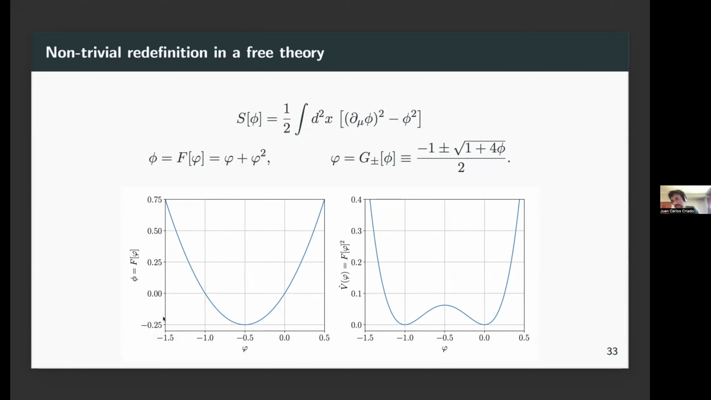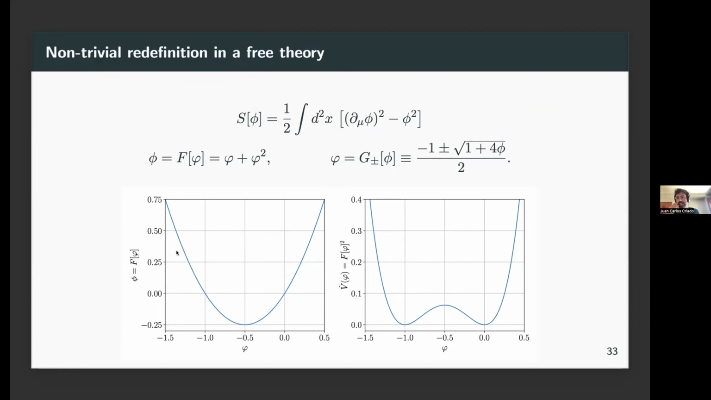And then you can see essentially for values of the original field, that's the y-axis here, that go above -1/4, you get two inverses. So there are two possible values of the new field that correspond to that. And if you go beyond -1/4, there's no possible value of the new field that recovers that. So any solutions of the original theory that go beyond that, you already lose them by doing this field definition. So that's something that can happen. You can lose solutions by doing this. And you can also get new solutions.